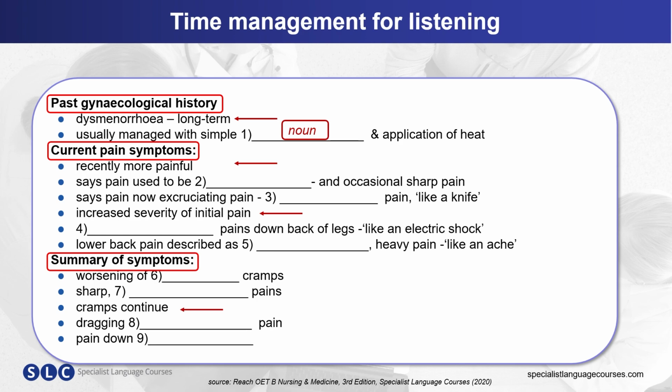You don't have time to spend ages thinking about what kind of word it is, and probably not enough time to write any notes, but you can underline key words as you read and think as you read. For example, pains down the back of the legs, like an electric shock. Lower back pain described as heavy pain, like an ache. I would probably underline pains, backs of legs and lower back pain. And as I am reading, I am thinking about what kind of word the gaps will be. And both of them here will be a type of pain or description of the pain.